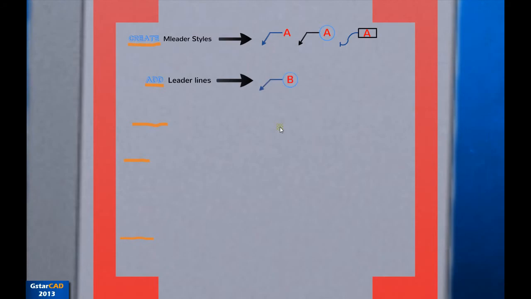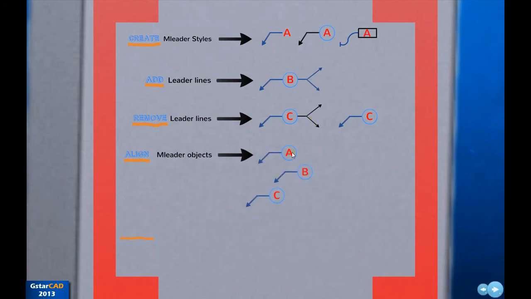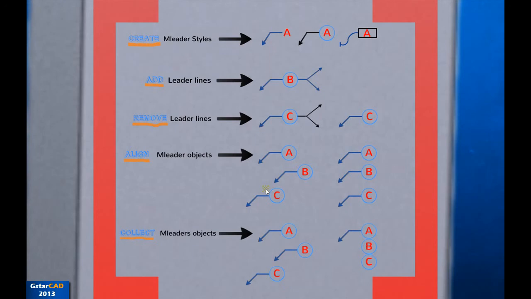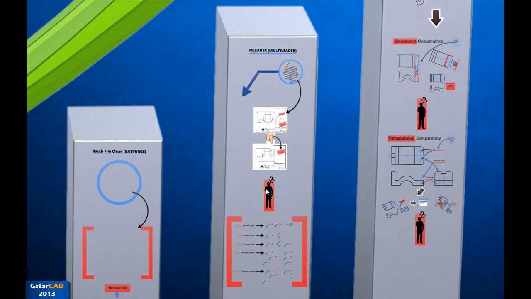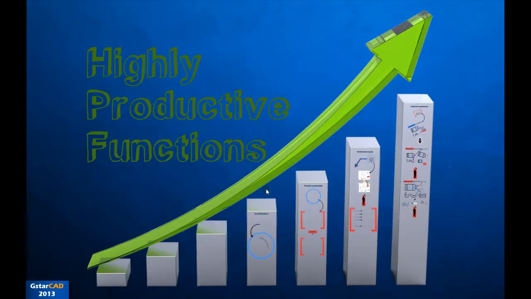You can add leader lines. For example, you have created this mLeader, and then you can add leader lines. You can remove leader lines, so if you have created an mLeader with several leader lines, you can remove them easily. You can align mLeader objects. Okay, for example, you have 3 different mLeaders, and then you can align them correctly, and also you can collect them, as you can see in the result. Okay, so mLeader gives more flexibility to your drawing. Okay, let's see the next productive function.